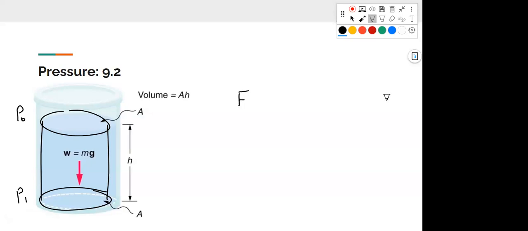Okay, and so it's easier to temporarily think about this in terms of forces. So the force at the bottom, F1, is going to be equal to the force at the top, F0, plus the weight of the fluid, mg. Right, so however hard the atmosphere or a piston or something is pushing on the top surface of the fluid, that's F0. And then we're going to add the weight of the fluid itself, because that's also pushing down. And then we're going to get the force at the bottom. That's F1.